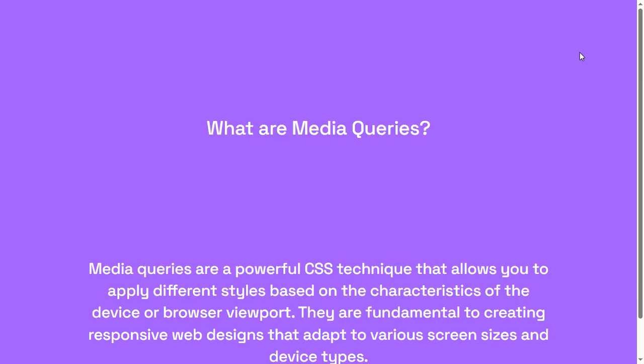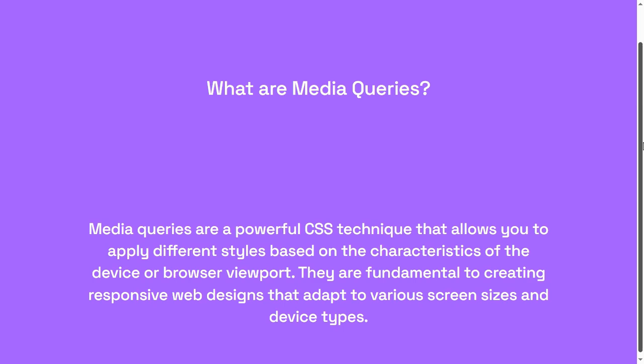So, what are media queries? Media queries are a powerful CSS technique that allows you to apply different styles based on the characteristics of the device or browser viewport. So they are fundamental to creating responsive web design that adapt to various screen sizes and device types. Which means that you can use media queries to tell your web browser the way your content is going to be displayed, according to the way you want it to display to your end users.